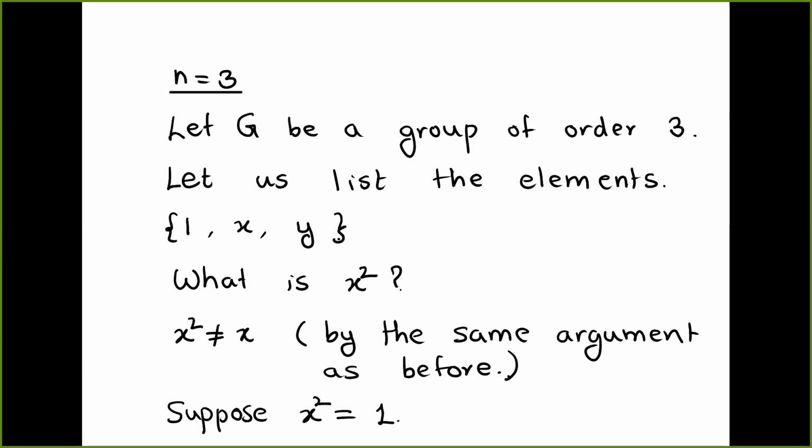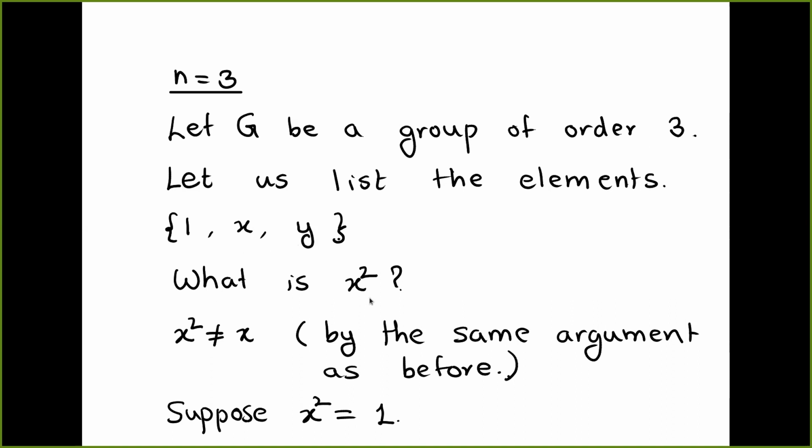N equal to 3. Suppose G is a group of order 3. Let us just list the elements. So this is my list: 1, X and Y. I'm assuming that X is not equal to 1, Y is not equal to 1, X is not equal to Y. These are all 3 distinct elements. When I say order 3, 1 is anyway there, that I know. The other 2, I'm just giving them names, X and Y.